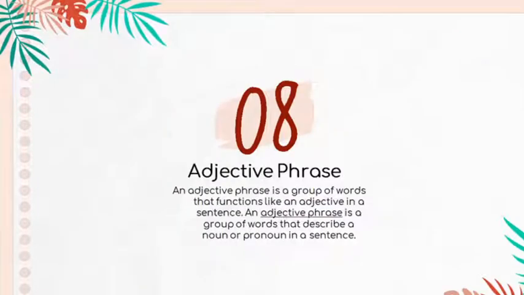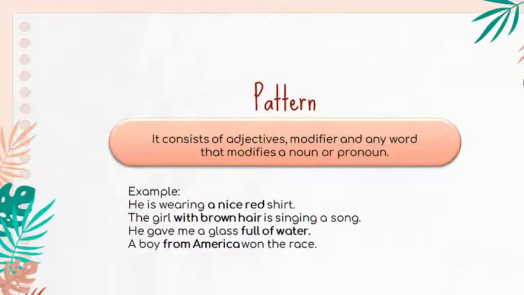Alright, for the last is adjective phrase. An adjective phrase is a group of words that describe a noun or pronoun in a sentence. The adjective in an adjective phrase can appear at the start and or in the middle of the phrase. The adjective phrase can be placed before or after the noun or pronoun in the sentence. An adjective phrase is a group of words that functions like an adjective in a sentence. It consists of adjectives, modifiers, and any word that modifies a noun or pronoun.